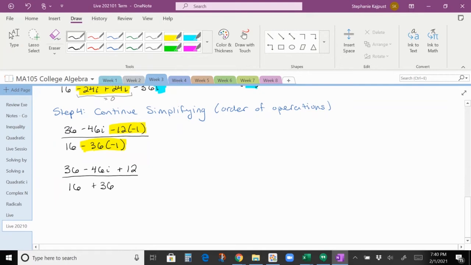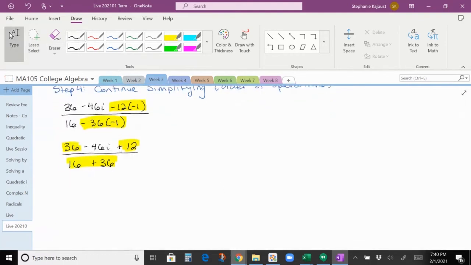So you can see we have no i in the denominator anymore. That was the whole point of all this. Then I need to add my like terms on the numerator and the denominator. I'm just going to highlight those so you can see what we're adding. So 36 plus 12 is 48 minus 46i, and then 16 plus 36 is 52. So now we've got this fraction. There's not really anything else we can do at this point because we don't have like terms on the top.